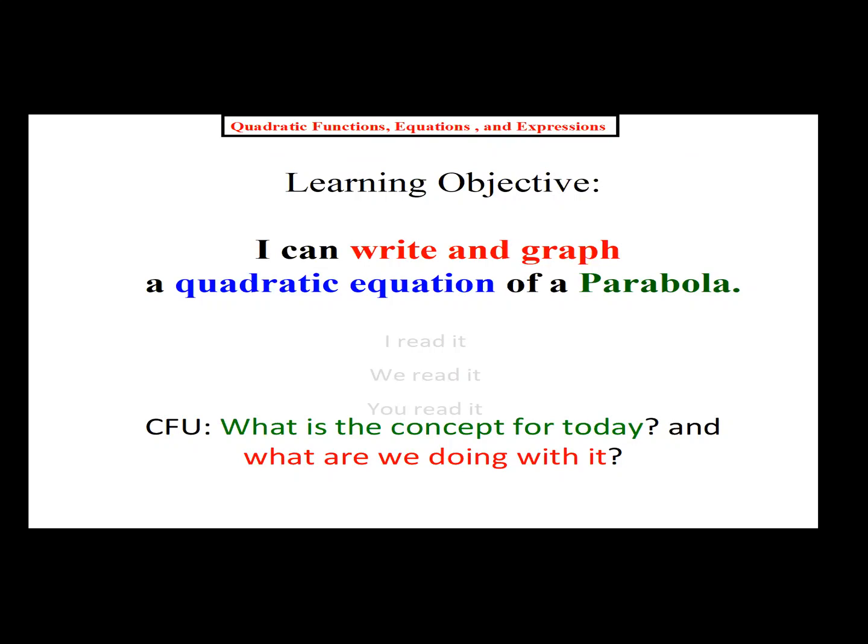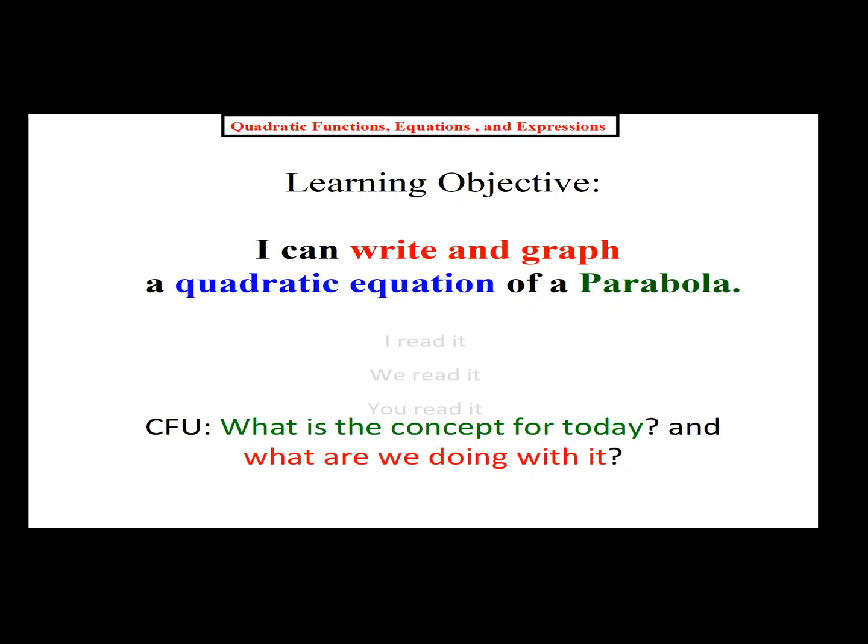So our objective for today, I can write and graph a quadratic equation of a parabola. Let me repeat that again. I can write and graph a quadratic equation of a parabola. Now, according to the objective, what are we doing today? We are writing and graphing. What are we writing and graphing? What is our main concept for today, Manny? The parabola. So in your FAIR model, write in there parabola.